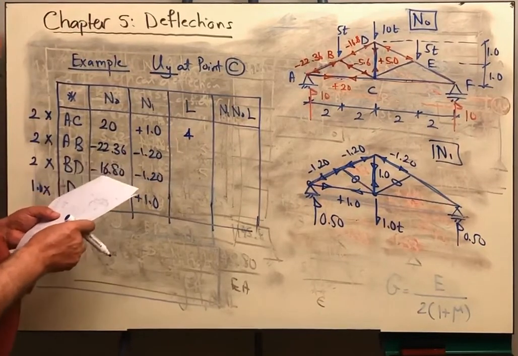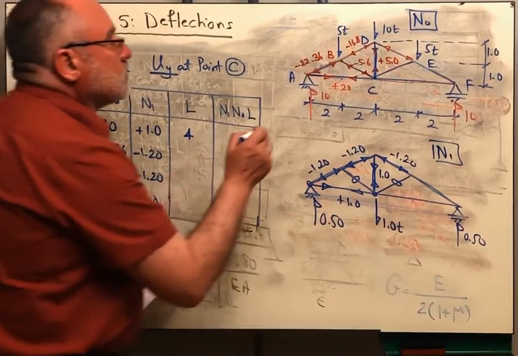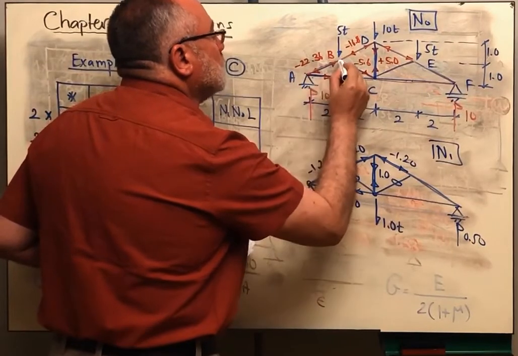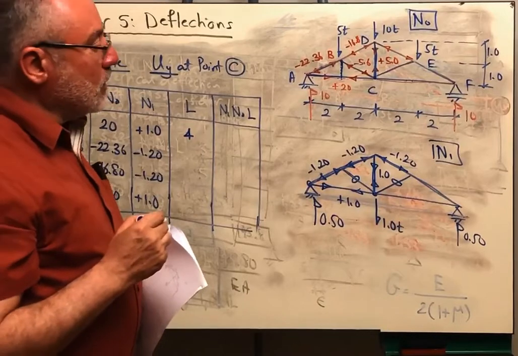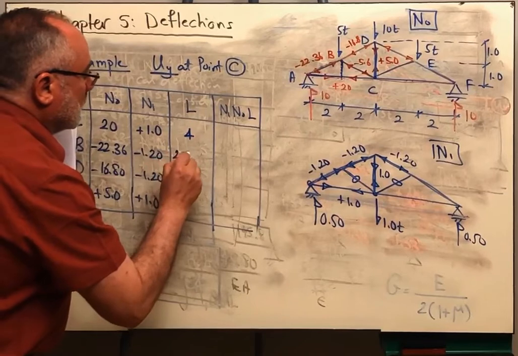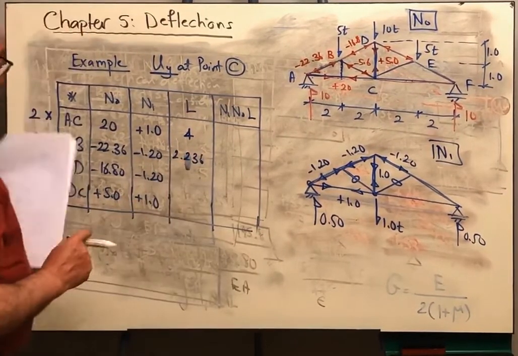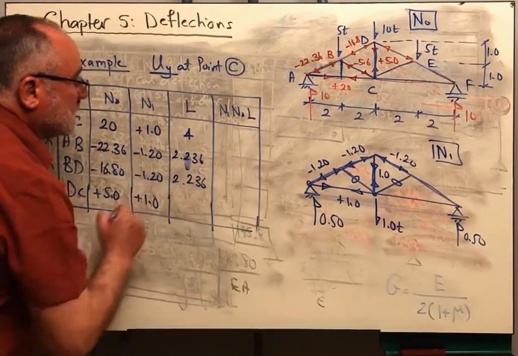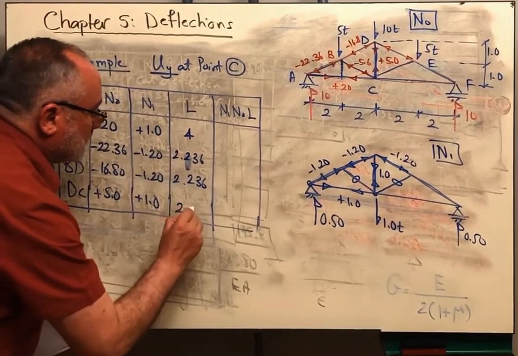For the member BD, if you calculated its value, of course we can get this from the geometry. We are having the length here is 1 meter, and this is 2 meters, so the hypotenuse will be root 2 square plus 1 square, which is root 5. So this is 2.236. And also for the other member, 2.236. And for member DC is 2 meters.